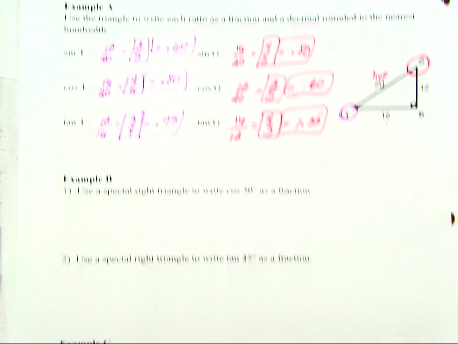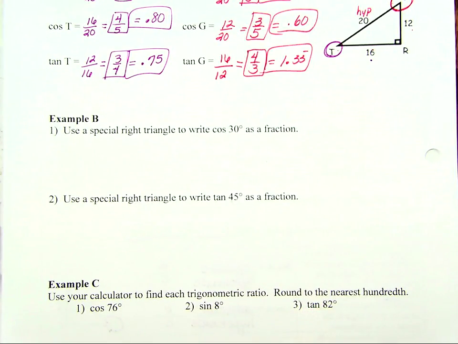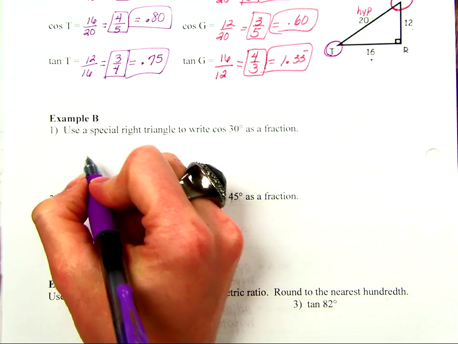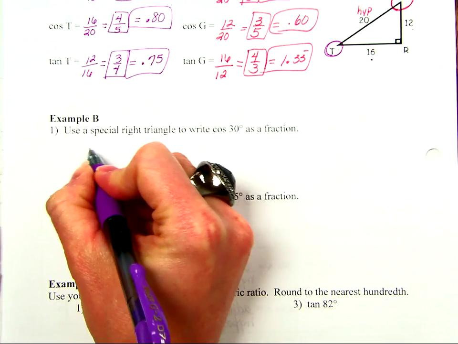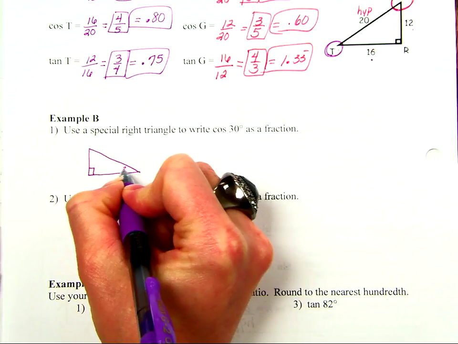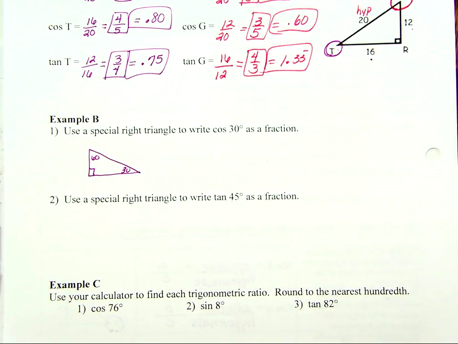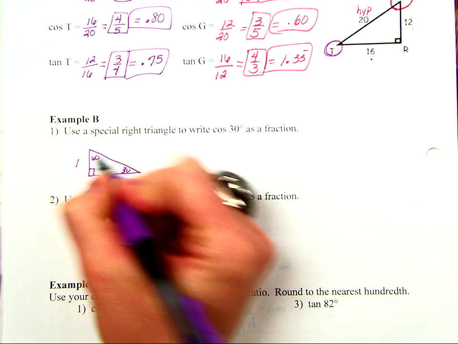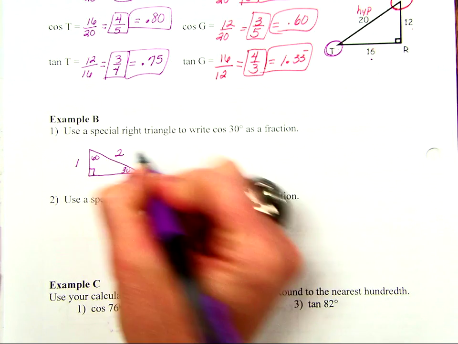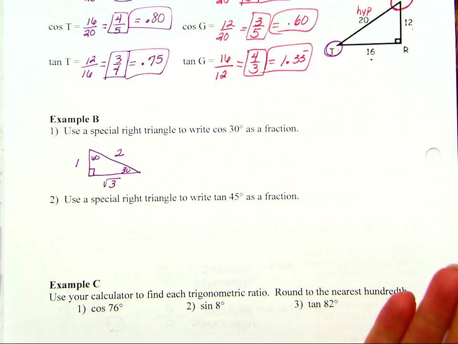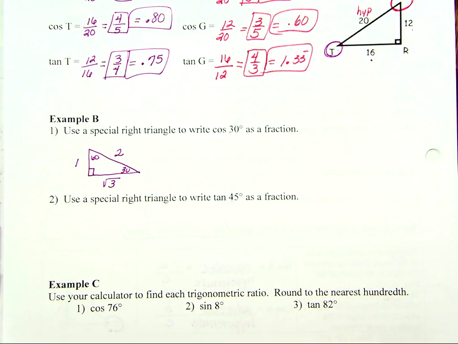In example B, we're going to look at those ratios for our special right triangles. And so example B asks us to use a special right triangle to write the cosine of 30 degrees as a fraction. Well, just to give us a little bit of a reminder, let's just sketch our 30, 60, 90 triangle. Our short leg would be 1, then our hypotenuse would be 2, and as we said, our long leg would be root 3. Those were the ratios or the side lengths that we worked with in Chapter 5.